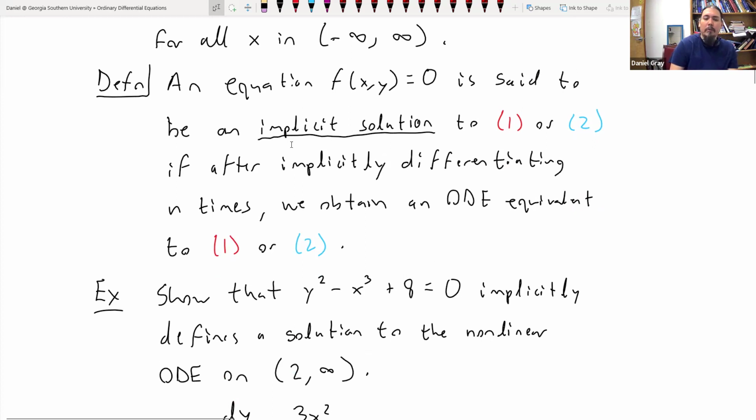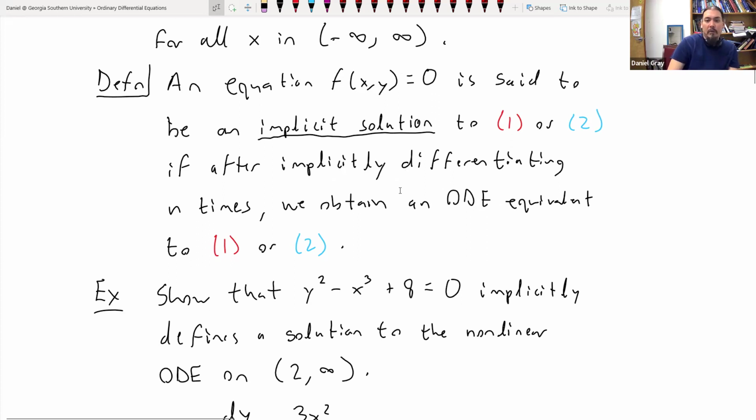But assuming that we can't find an explicit solution, sometimes we can still find an implicit solution. So what is an implicit solution? Well, it's an equation like this, some function of x and y equal to 0, let's say. Every implicit equation can be put in this form, basically. And for it to be an implicit solution to the differential equation, when we implicitly differentiate this, it should be equivalent to the ordinary differential equation, okay?